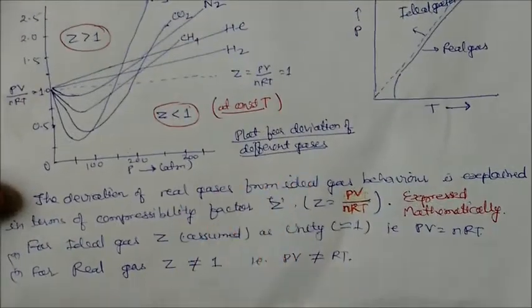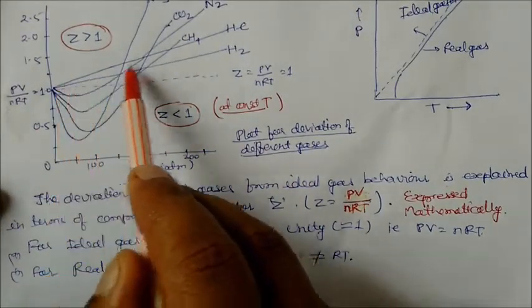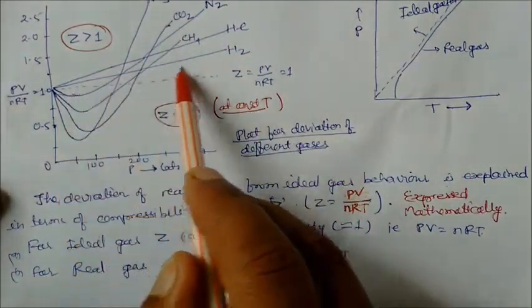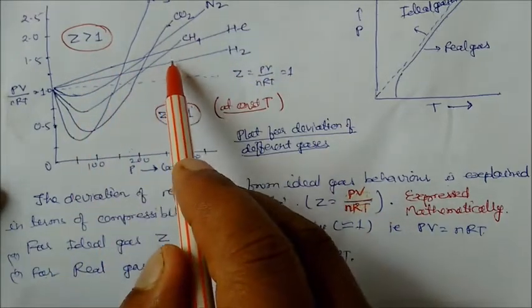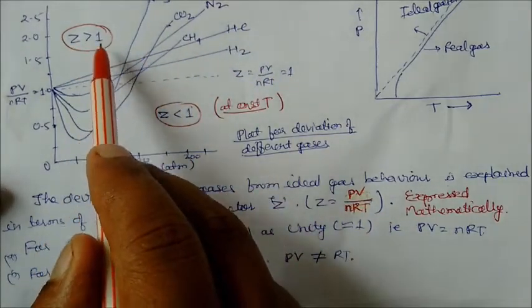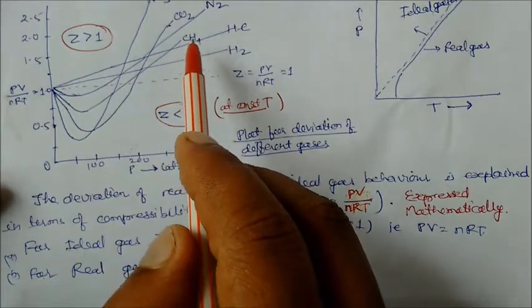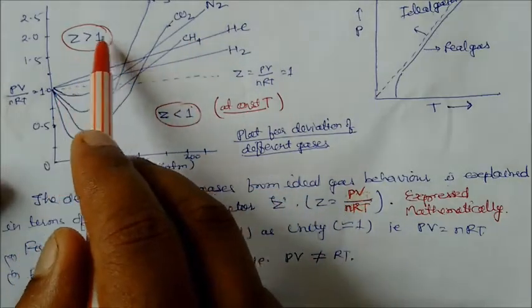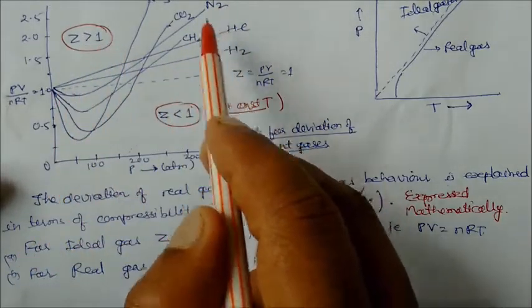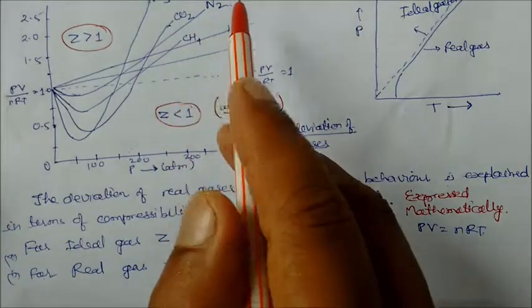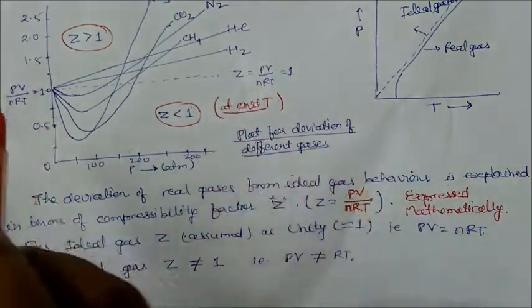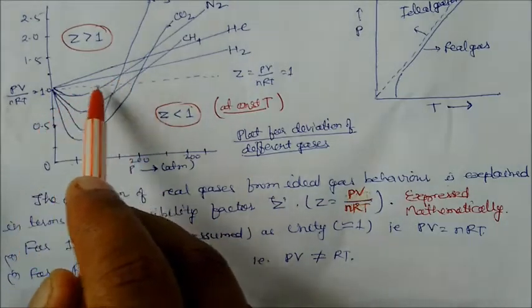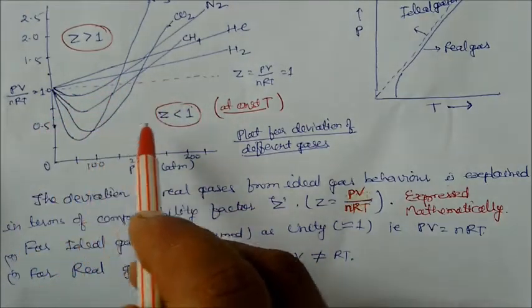In this diagram, this side is your nitrogen, and this is your hydrogen. You can see the compressibility factor of hydrogen is greater than 1, so Z is greater than 1. This gas is very incompressible. When the value of Z is greater than 1, these gases cannot be compressed easily, whatever pressure you give. If any gas is coming below this dotted line, then this gas is compressible.